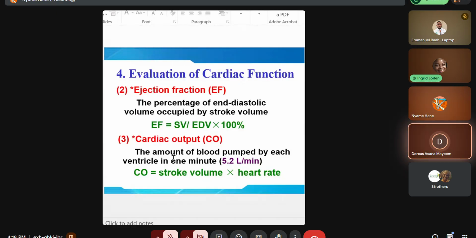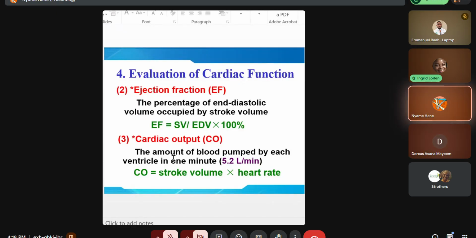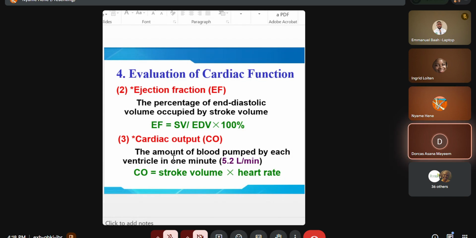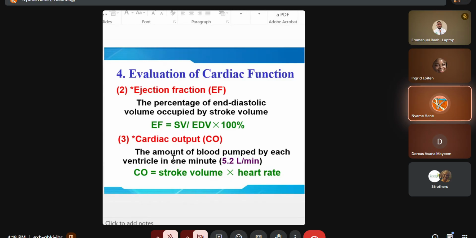Hello, sir. Yes, let's have you. When the supply of oxygen is... No, don't divert. Just look at the slide. Okay. Cardiac output will be affected when stroke volume is either low or high, and when heart rate is either low or high.